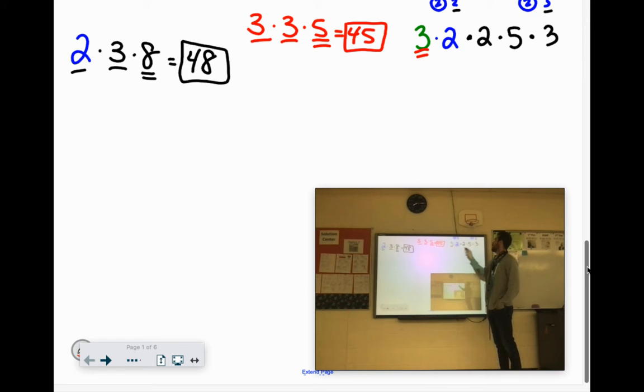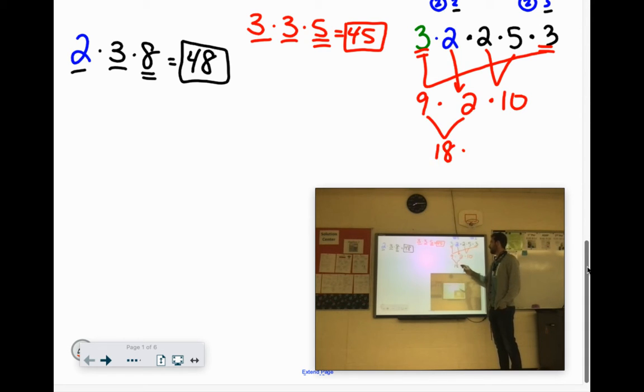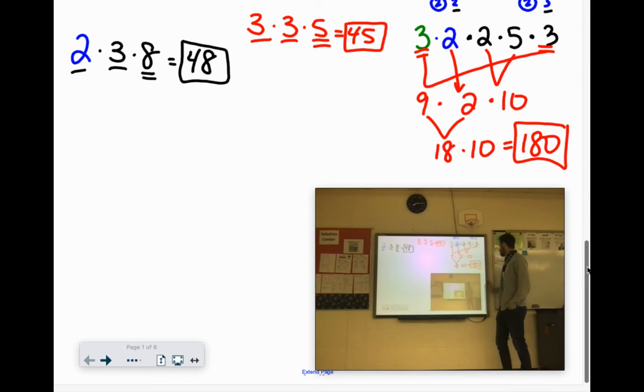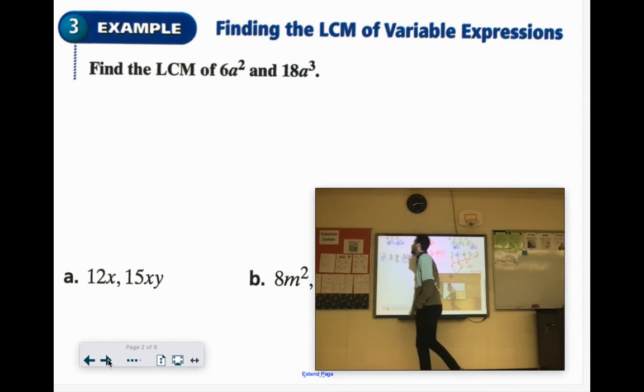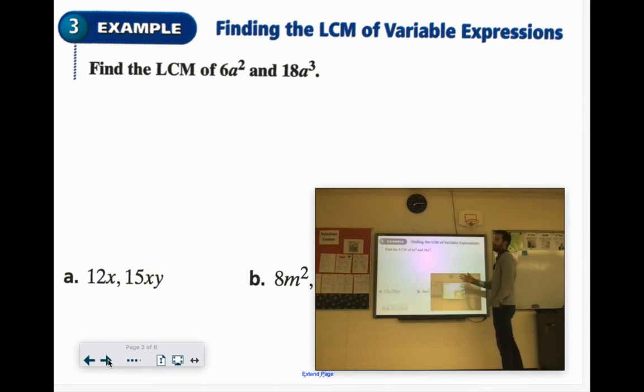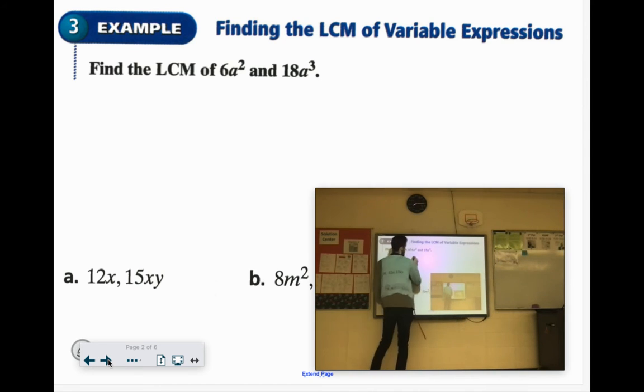So let's say we did 3 times 3 is 9. We have 2 times 5 is 10. And then we have a leftover 2. So 9 times 2 is 18, times 10 is 180. That is the smallest number that 12, 15, and 18 all go into. Phew, that was almost too much fun. Now we're going to bring in variables. Same idea first. Let's handle the numbers, 6 and 18.